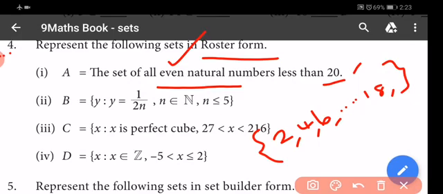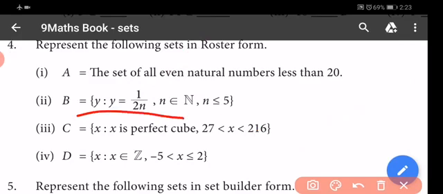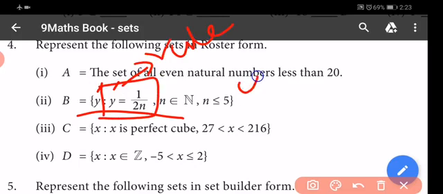So 2, 4, 6, 8, 10, 12, 14, 16, up to 18. That's all. And second one, it is in set builder form. Here all the elements are y. Here y is equal to 1 by 2n. That is the rule or formula, where in the rule y equals 1 by 2n.